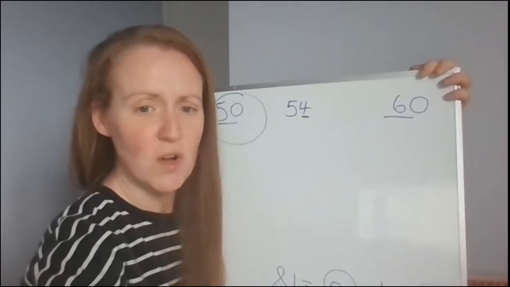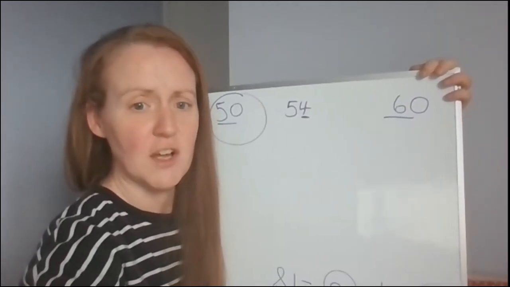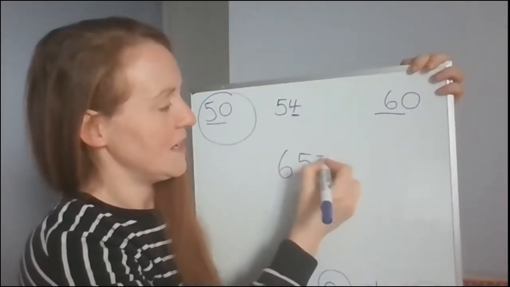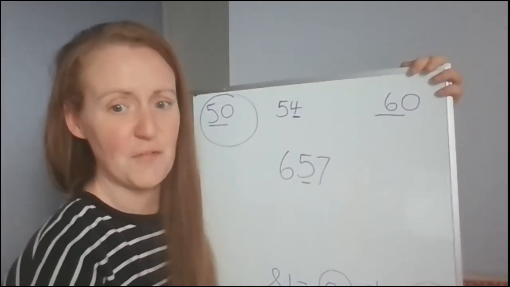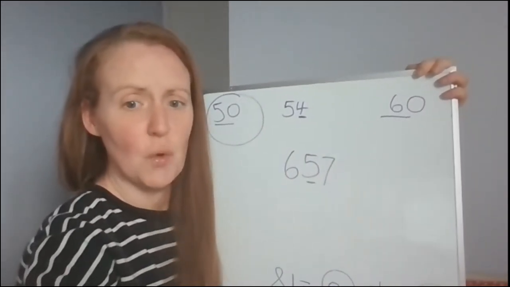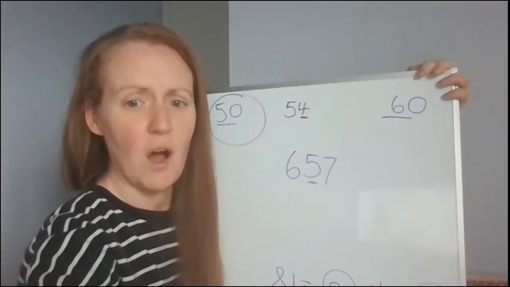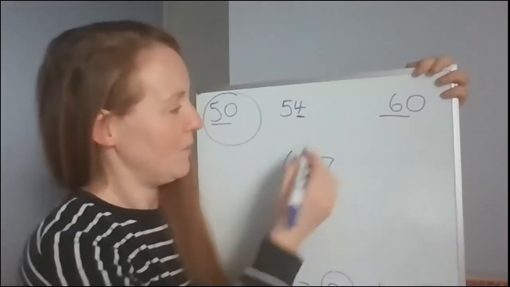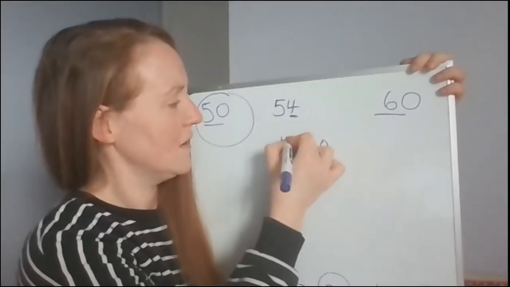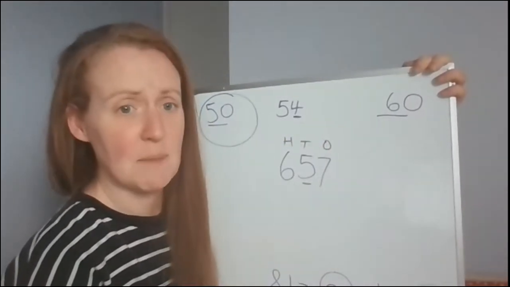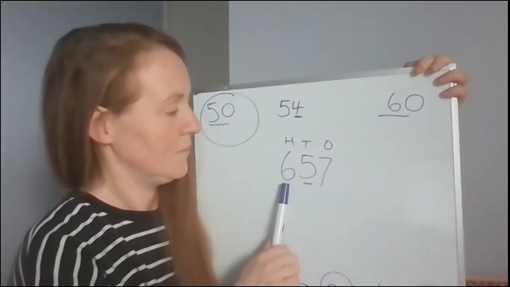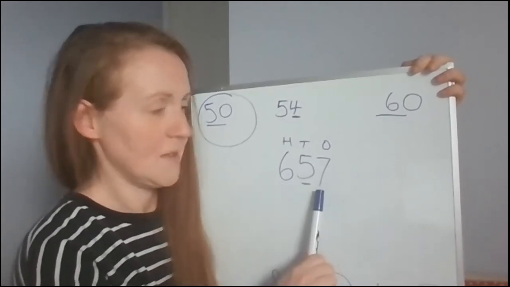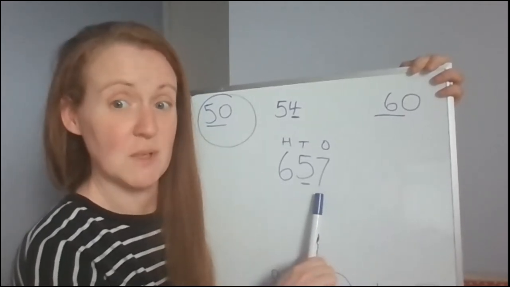Okay, next question. What is the value of the underlined number in 657? And the 5 is underlined. What is the value of that 5? Well, if I put these headers on here, I've got my hundreds, my tens and my ones. 600 would be the value of this number. 7 would be the value of this number because it's just 7 ones.